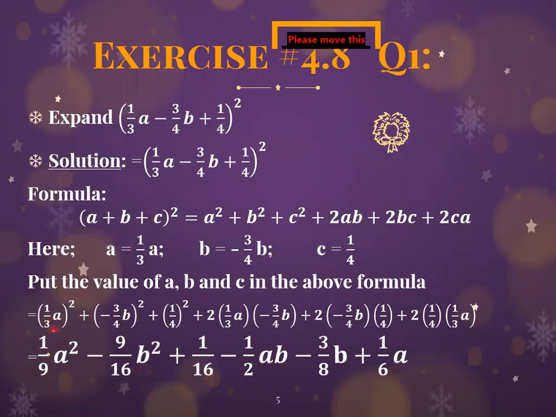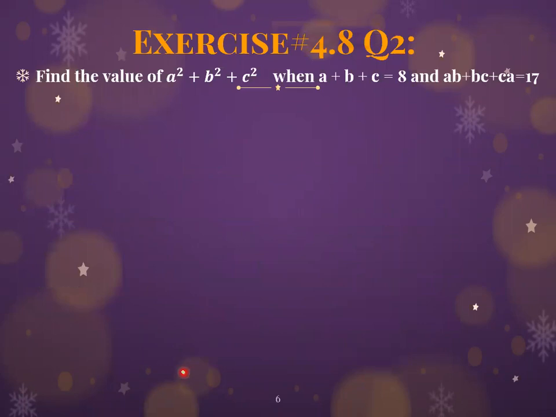Means square of 3 will be 9a square, and square of 4 will be 16. Now this is your final answer. Now move on to the next question, question number 2.